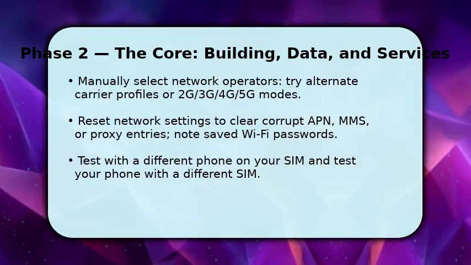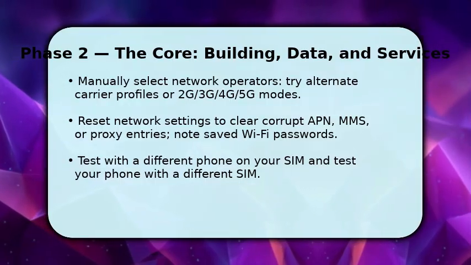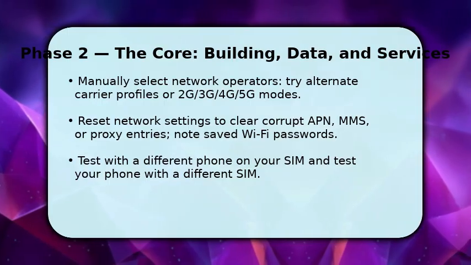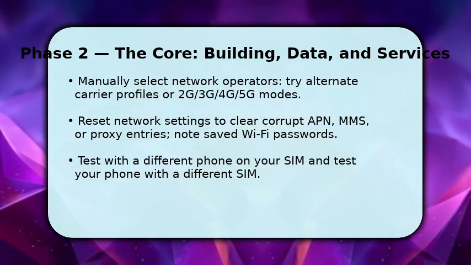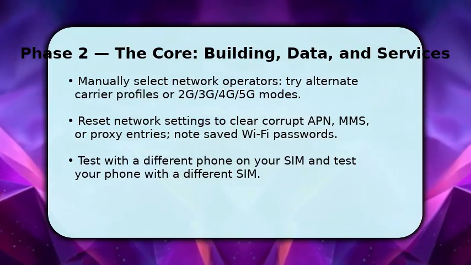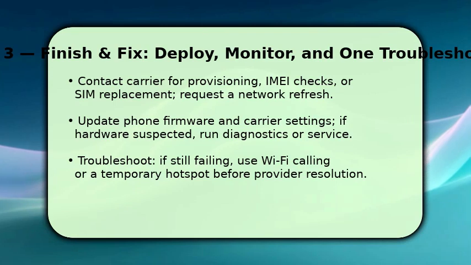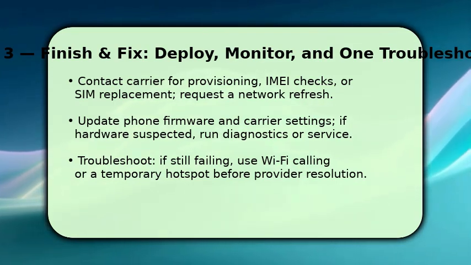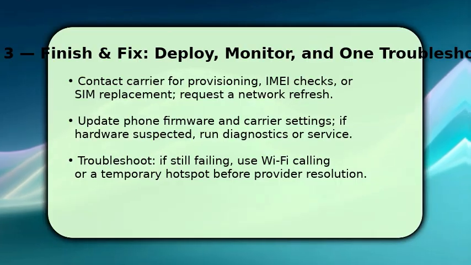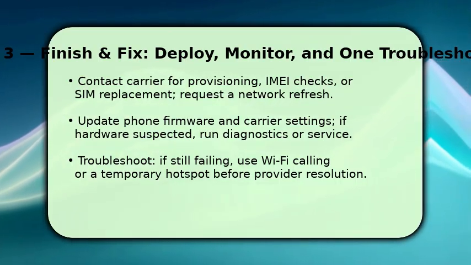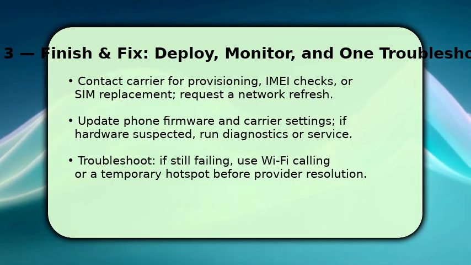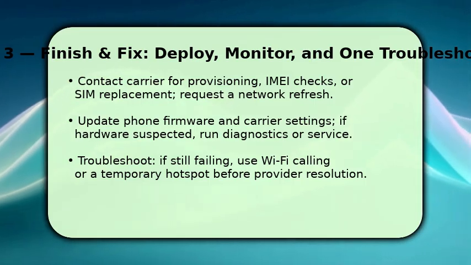Once done, isolate the fault by testing your SIM in another phone and testing your phone with a different SIM. This comparison tells you whether the issue is device hardware, account provisioning, or the finish by contacting your carrier. Request account provisioning checks, an EMA validation, or a SIM replacement, and ask them to push a network refresh to your device. Make sure your phone has the latest firmware and carrier settings installed because updates fix radio bugs.